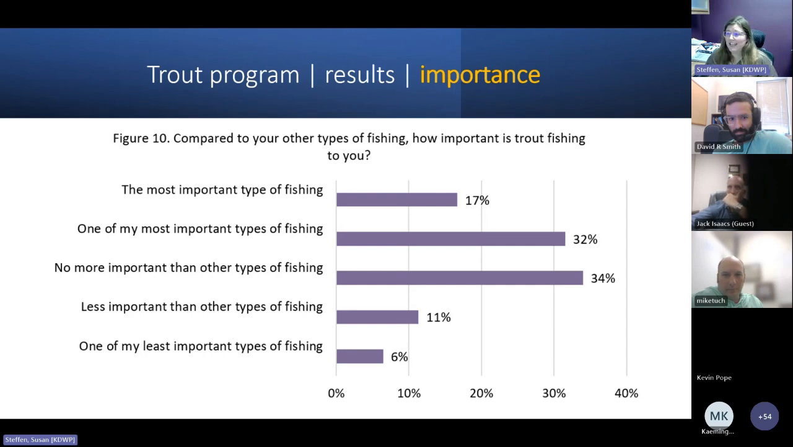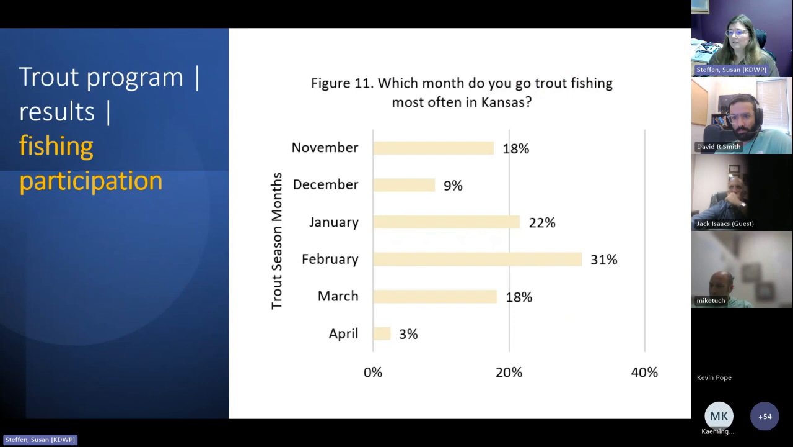Yeah, so trout fishing in Kansas. How important is trout fishing to you? The plurality, 34%, said it's kind of meh, in the middle. It's no more important than their other kinds of fishing. However, the next highest percentage at 32% said, hey, this is one of my most important. So again, we're painting the picture here that it's an opportunity, but it's not something that's going to make or break them if they couldn't go trout fishing.